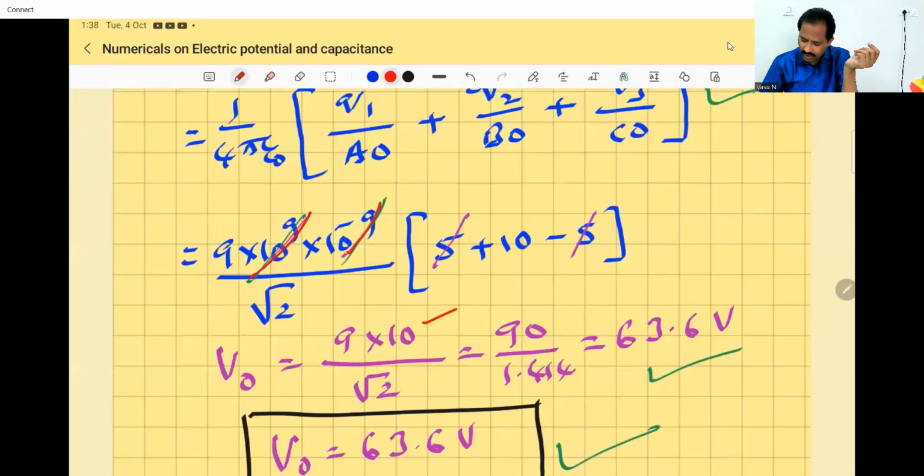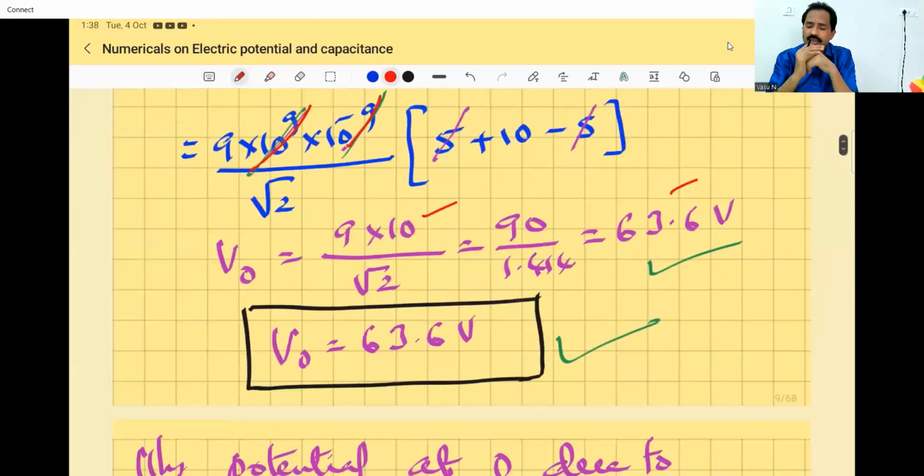Hope you understood. What is 9 into 10? 90. 90 by what is √2 value? 1.414. You divide this value, you will get 63.6 volt. Use calculator and get the answer. So VO is equal to 63.6 volt. What is it? It is the electric potential at the point O, at the point of intersection of the diagonals due to the 3 charges.